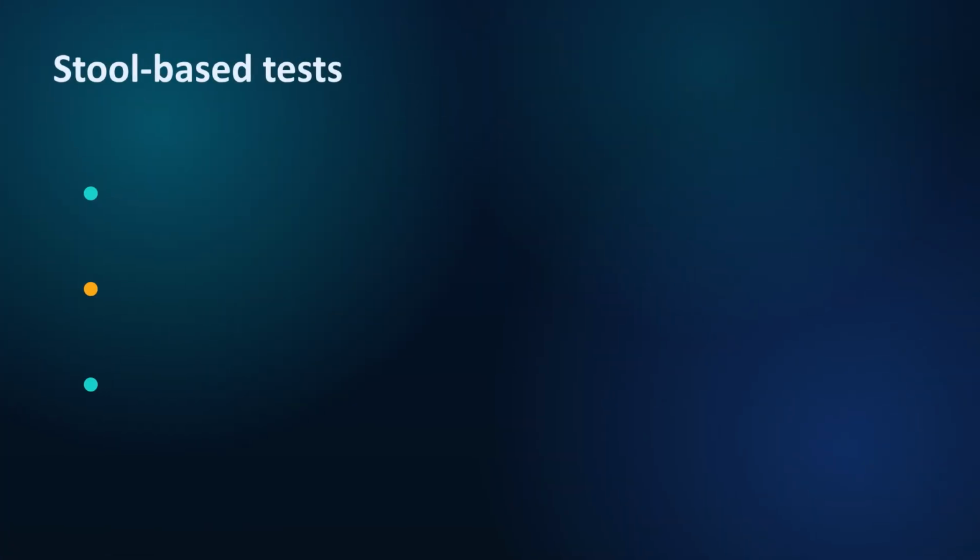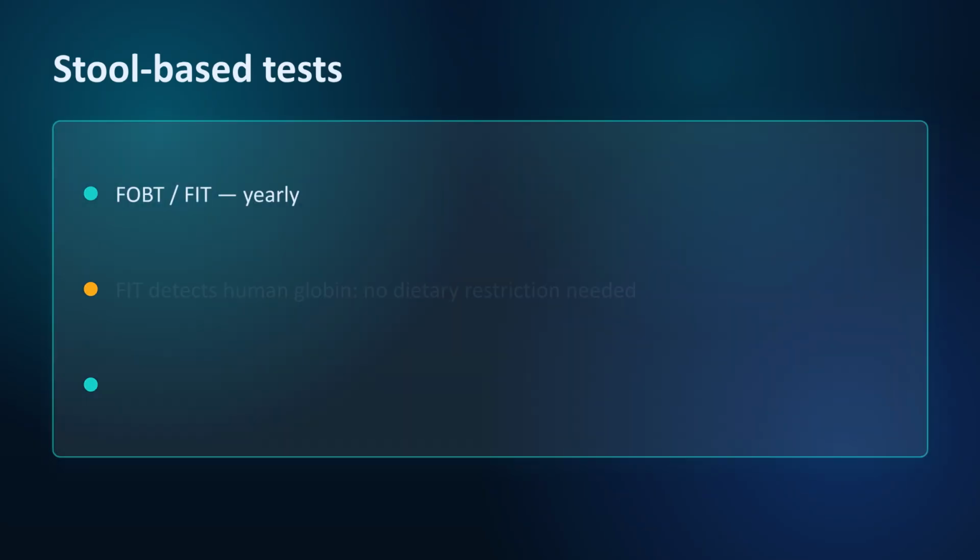Fecal occult blood testing and the fecal immunochemical test are both done yearly. The immunochemical test detects human globin specifically, so it does not react to dietary meat or to peroxidase-containing vegetables, and it needs no dietary restriction at all, which is why it has largely replaced the older Guaiac test. Fecal DNA testing combines DNA markers with an immunochemical test and repeats every 3 years.